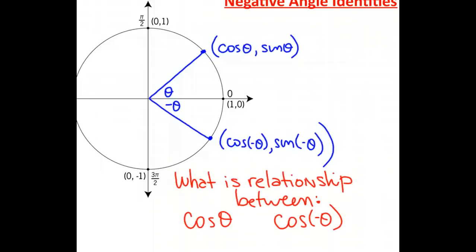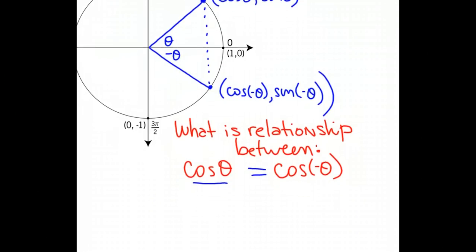Since we are rotating the same size but just in different directions, we can see that in relation to the x-axis, the cosine of theta will be exactly the same as the cosine of negative theta. So we know that cosine theta is equal to the cosine of negative theta. Now the question is, what's the relationship between the sine of theta and the sine of negative theta.